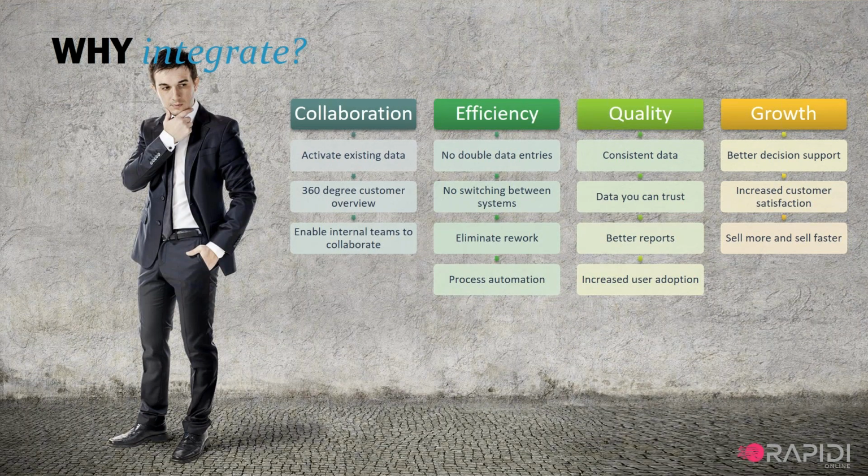You might ask yourself, why do we want to integrate the systems? And the obvious answer is to avoid the double data entries. What we see throughout the different customer cases we have is that once you eliminate the double data entries, meaning that you have to key in the same information in multiple systems, you get the consistent data. And with the consistent data comes data that you can trust. With the RapidiOnline solution, we can guarantee that the data that you synchronize are up to date. So the whole quality part is improving significantly.